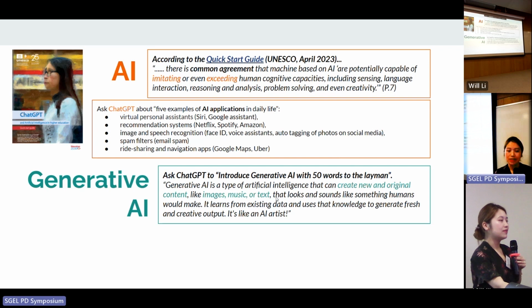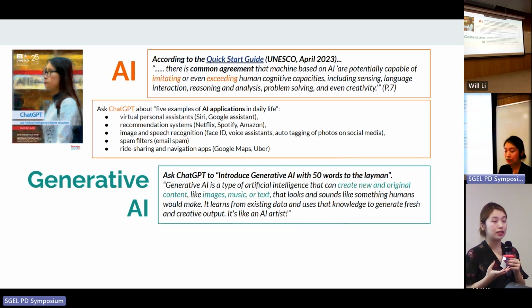Then it says generative AI is the type of AI that can create new and original content like images, music, or text that looks and sounds like something humans would make. It learns from existing data and uses the knowledge to generate fresh and creative output. It's like an AI artist. So the keywords I catch are: AI, a type of AI, and then it can create new and original content.